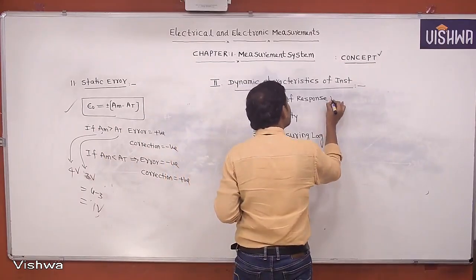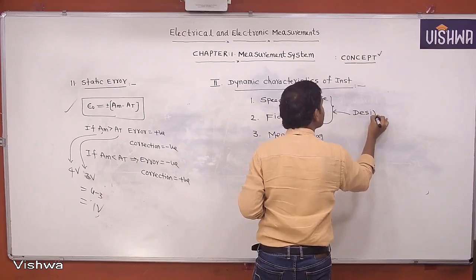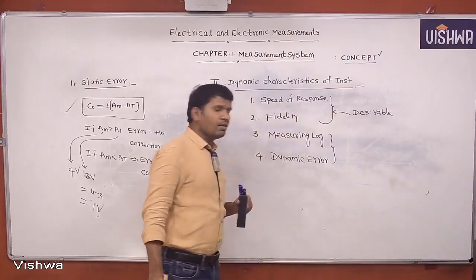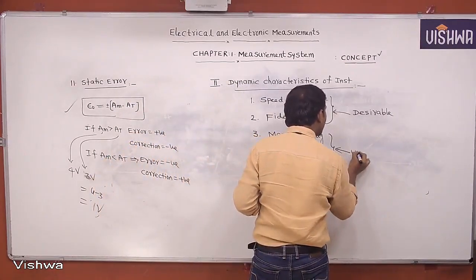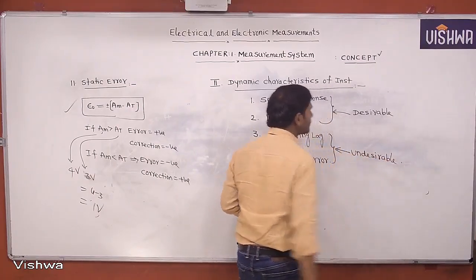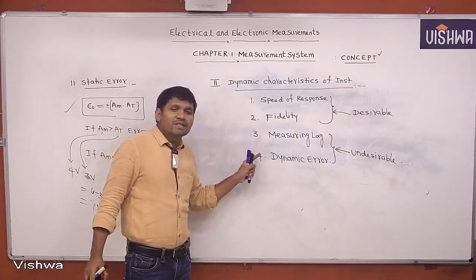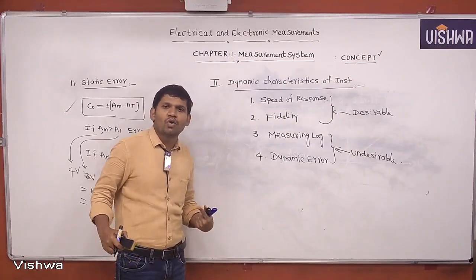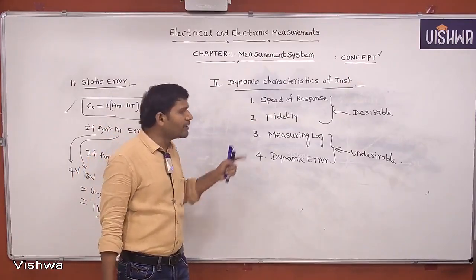Speed of response and fidelity, these two are desirable dynamic characteristics. Measuring lag and dynamic error are the undesirable dynamic characteristics. A question may be expected like this: which of the following is a desirable dynamic characteristic? Which of the following is an undesirable dynamic characteristic? To answer that, remember this.